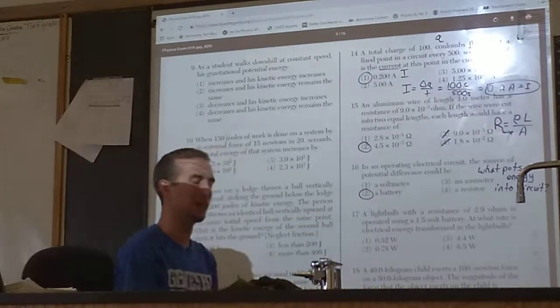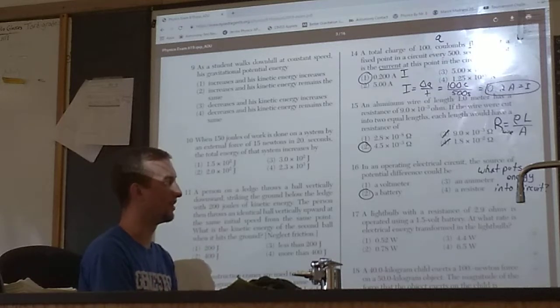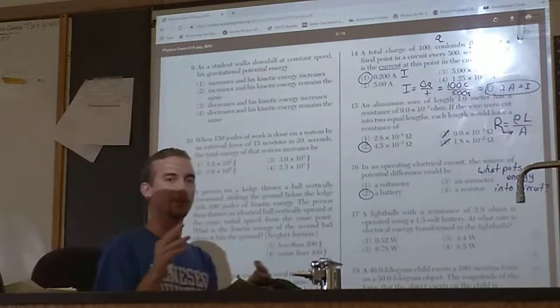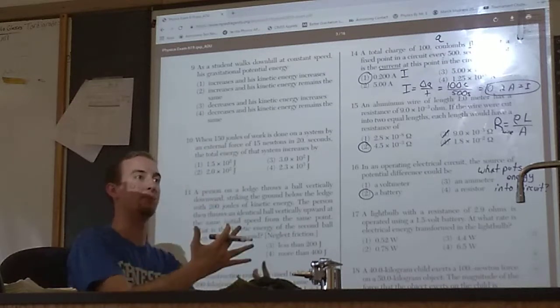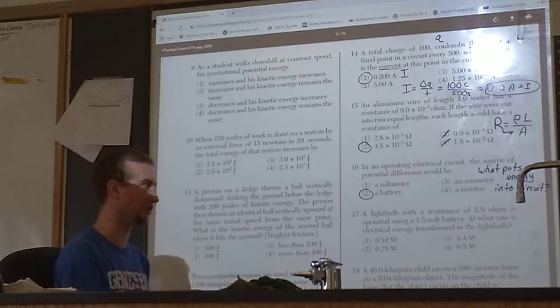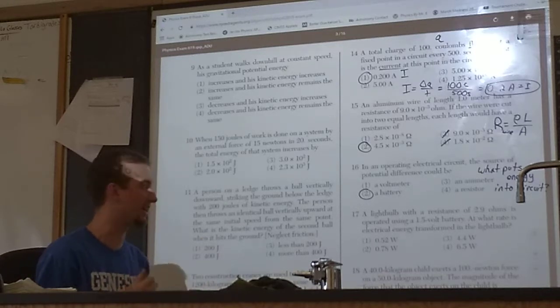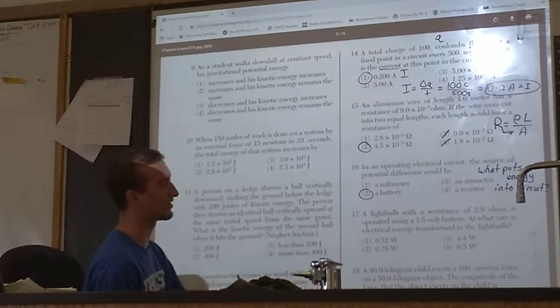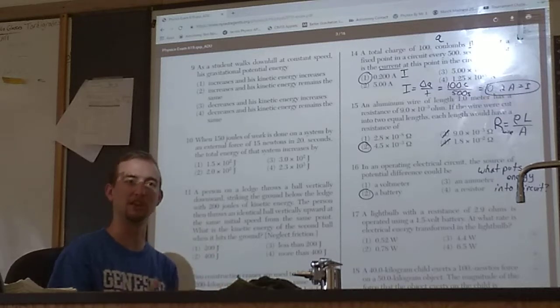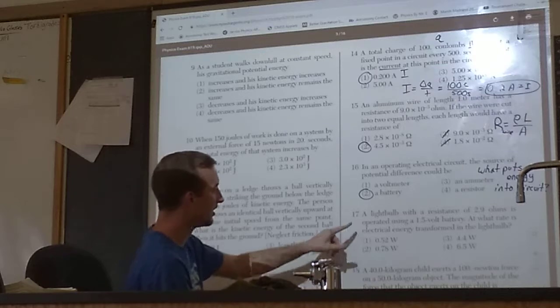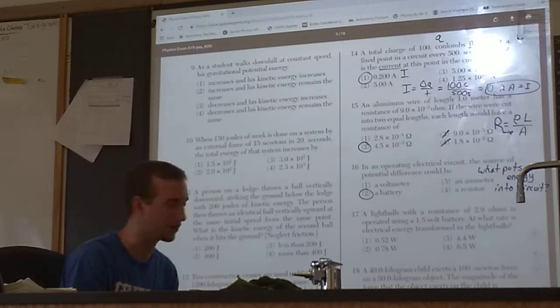An ammeter measures current. That has nothing to do with this. A resistor is where there is a potential difference, but it's where energy is being given up, not where energy is given to the charges. That's a little tricky wording, but I hope you understand why the answer is a battery. The question is really asking what puts energy into a circuit, and a battery is a power source or energy source.